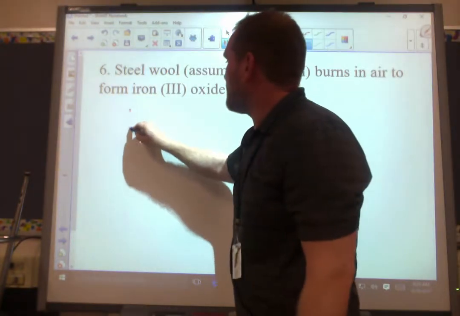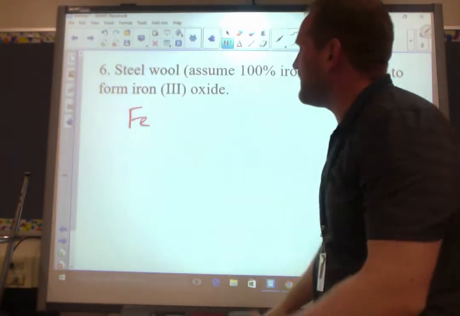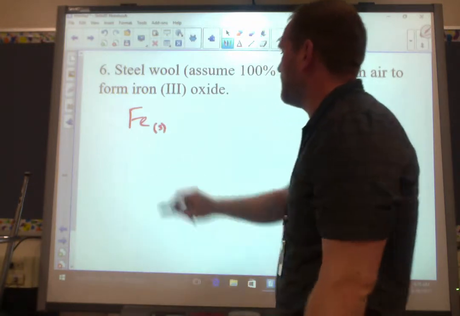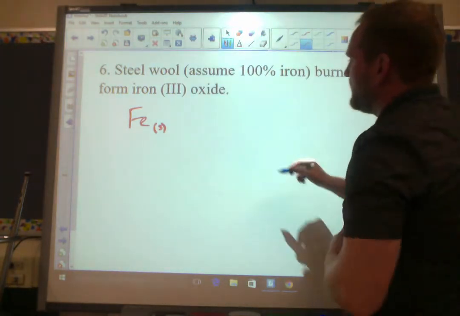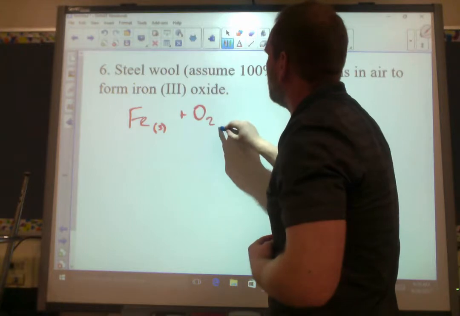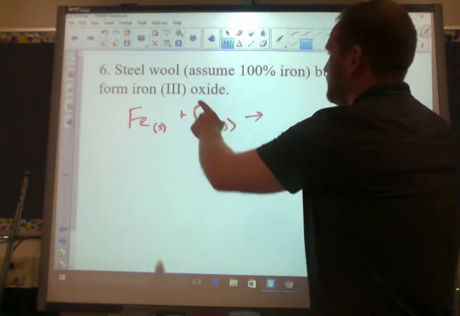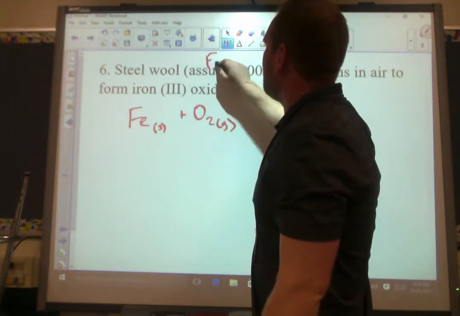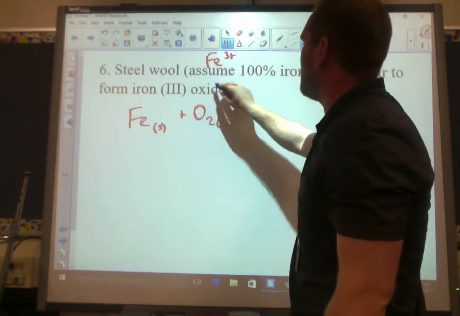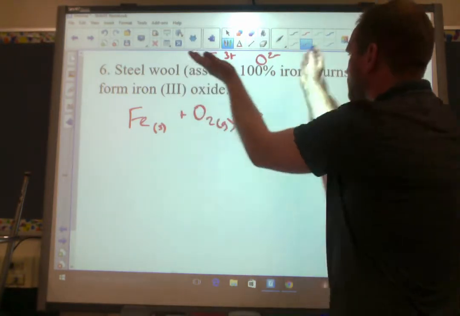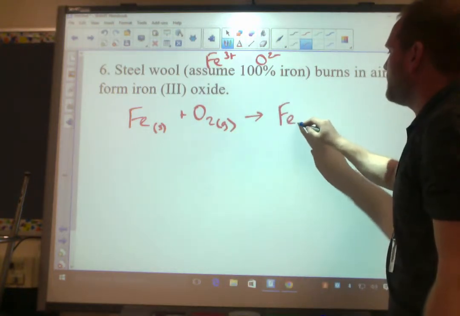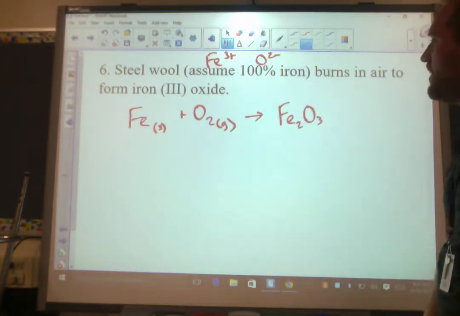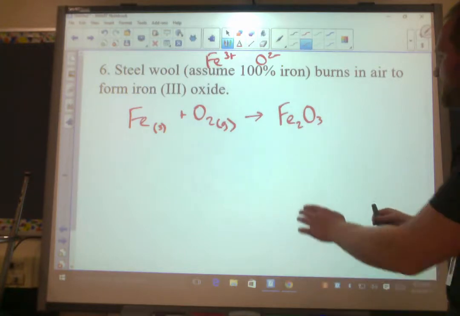So if we have a sample of iron, it's just going to be Fe. And I can assume that that's definitely going to be a solid. So solid iron burns in air plus O2 gas to form iron 3 oxide. We have to know our naming. Iron 3 means we have Fe with a 3 plus. Oxide is oxygen 2 minus. Crisscross, Fe2O3.